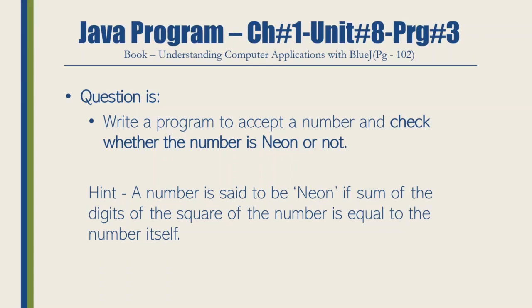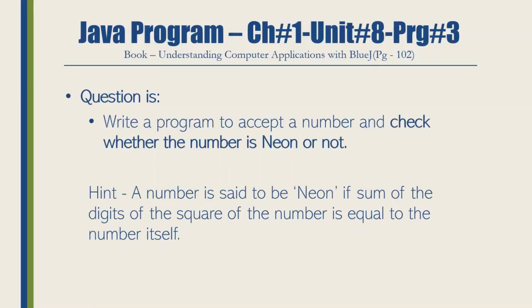Let's take an example as 9 and see how we find whether a number is a neon number or not. First, do a square of this number, which is 81. Now sum up the digits of this number. 8 plus 1 is equal to 9. Now you observe that the sum is equal to the actual number itself. So it is a neon number.